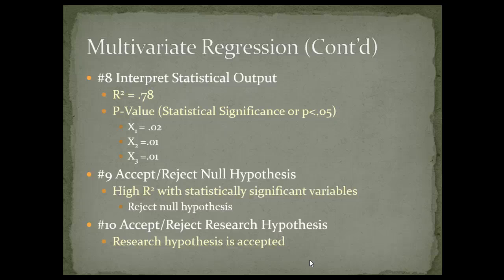Step number 9, do we accept or reject the null hypothesis? Well, we have a high R square with a statistically significant model. We are going to reject the null hypothesis, which leads us into step number 10. Do we accept or reject the research hypothesis? The research hypothesis is then accepted.